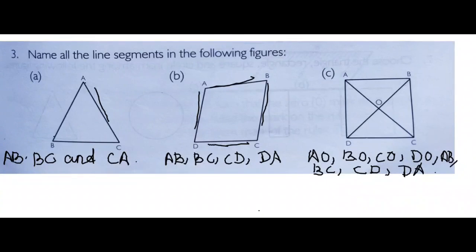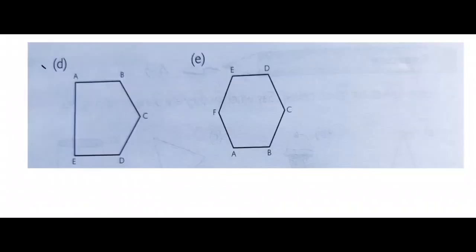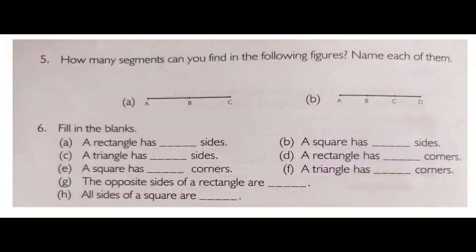So in this way you have to name all the line segments. For D and E, children, you will do it yourself. Now next, children, number 5: how many segments can you find in the figure? Name each of them. From A to B there is 1 line segment, from B to C there is 1 line segment. So there are 2 line segments, so you will write 2.